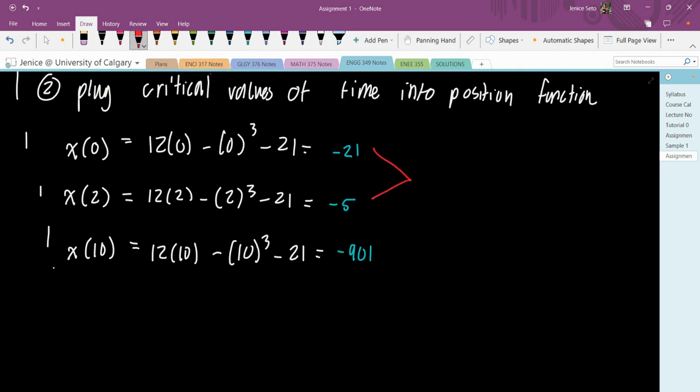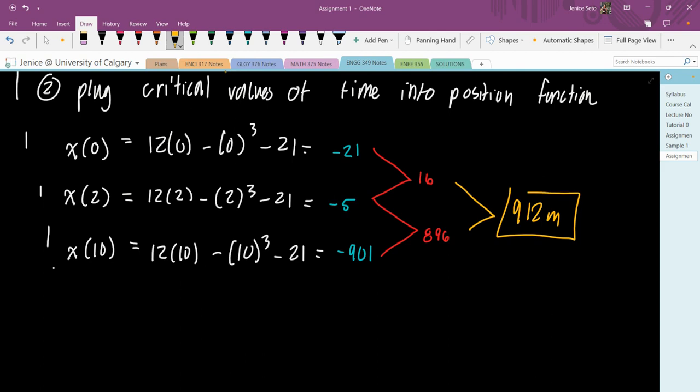So now what we're going to do is find the distance between each of these points, and then we are going to add them up. So negative 21 to negative 5 has a difference of 16, and this has a difference of 896 between negative 901 and negative 5. So when we add these together, that is going to give us 912 meters, and that is our answer for our distance traveled.